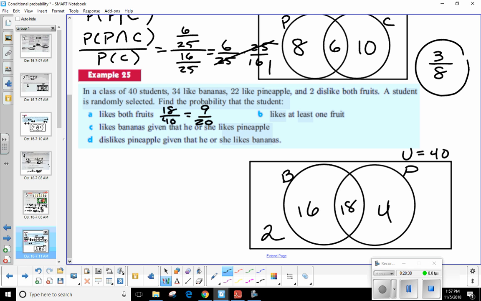All right, let's try B. Likes at least one fruit. The key word here is at least. So it's okay that they like both. Even though they only like bananas, they only like pineapples, or they like both, they all at least like one. So this is 38/40, and that would be 19/20.